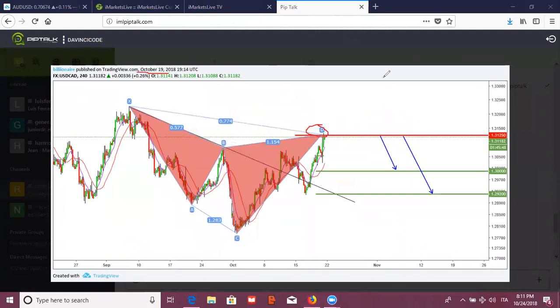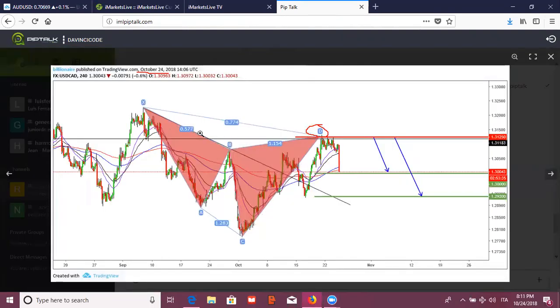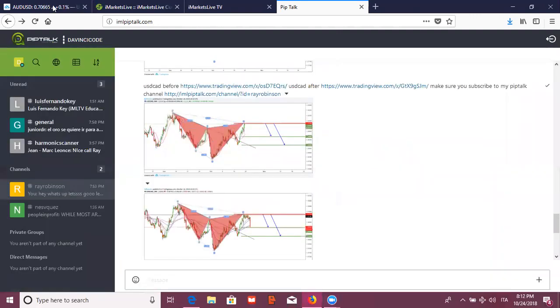This is where I entered the trade. Now let's go over here to what happened today. Today is the 24th. And you can see we entered right here, and look what happened. Boom, that drop. And it came down and hit target one. Lovely. Like I say, I trade what I see. If I saw this harmonic pattern, guess what? I'm going to trade it. So let's go back over to the charts real quick.